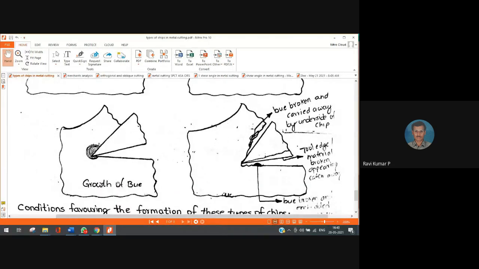This built up edge does not keep growing infinitely; at some point of time it will not stay there, because the force on this built up edge will become larger and larger as it grows, and therefore it breaks away. It is unstable, and when it breaks away, it will damage some portion of my cutting tool also. All the valuable material on the cutting tool gets taken away, right? Similarly the surface which is cut is also going to suffer.